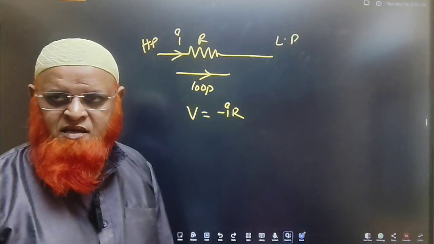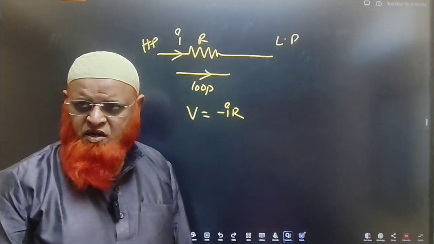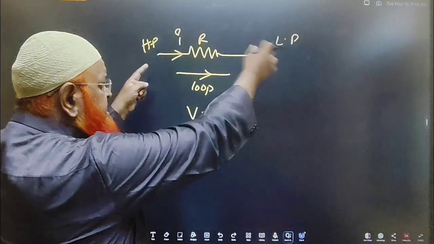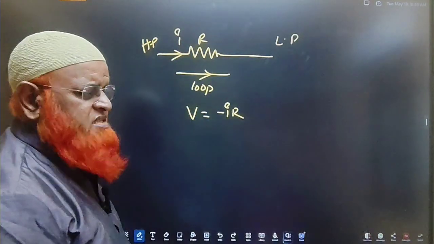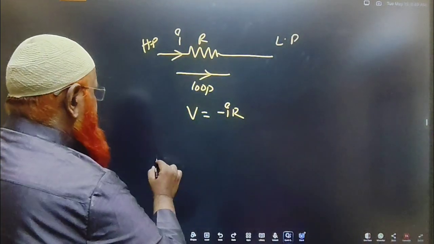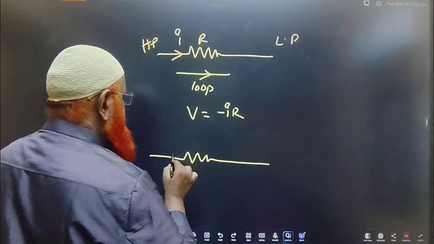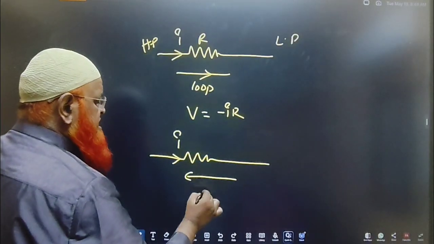You have been sitting in 8th. You are made to sit in 7th. Demoted. So if you are going from higher to lower, the potential difference is negative here. Understood? So next thing is, for example, here this is the current direction and you are taking the loop direction.